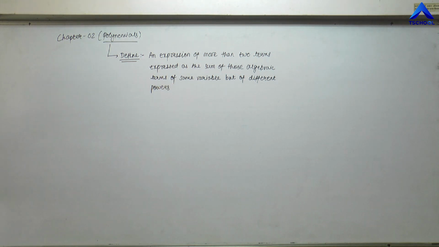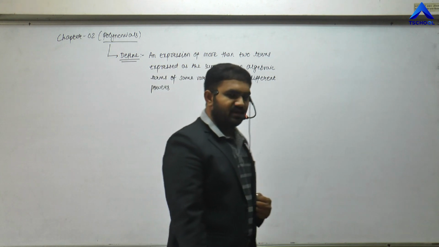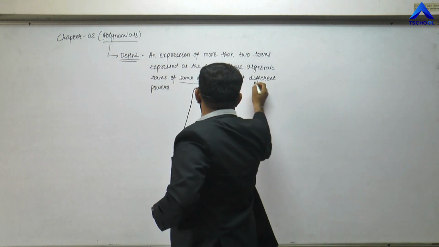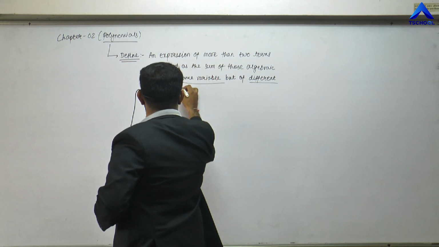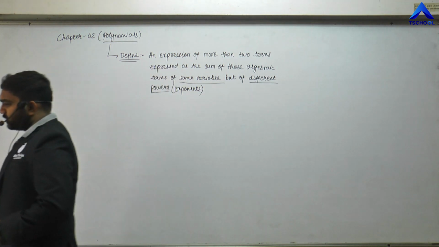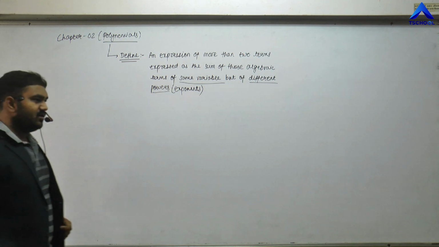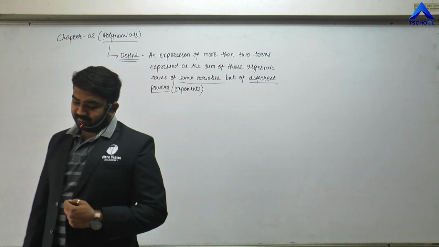As the definition goes, it is an expression of more than two terms expressed as the sum of those algebraic terms of the same variable but different powers. Same variable, friends, and the powers must be different. The powers are also called the exponents. These exponents we were discussing in the previous chapter number 1, right? So that is how a polynomial is defined.